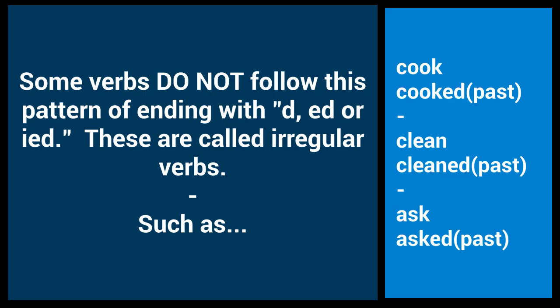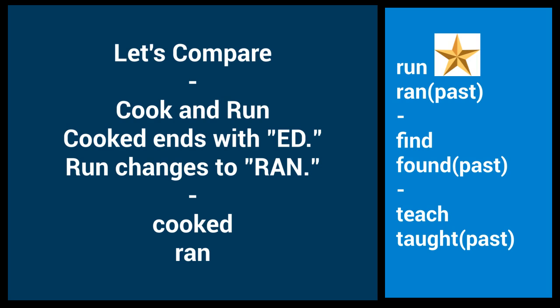But some verbs do not follow this pattern of ending with d, ed, or ied, and these are called irregular verbs. Examples might be run, changes to ran in the past. Find, changes to found. Teach, changes to taught. So if we compare cook and run, cook ends with ed, and run changes to ran.